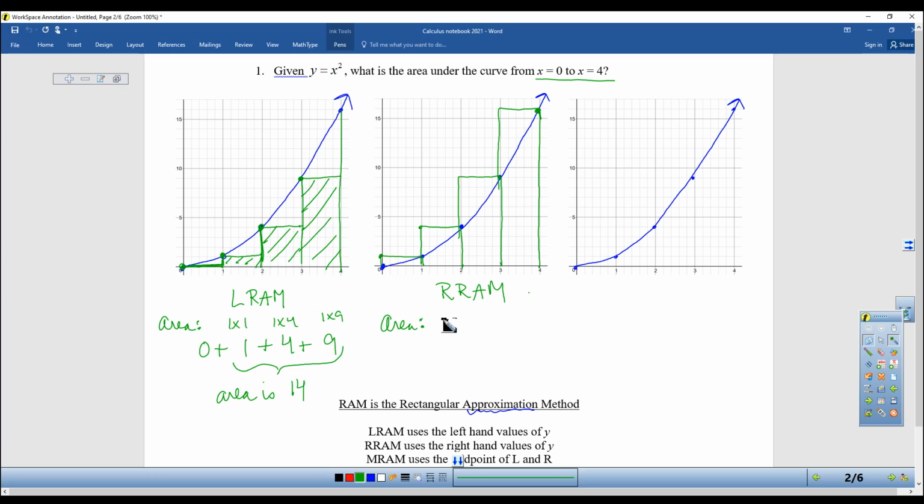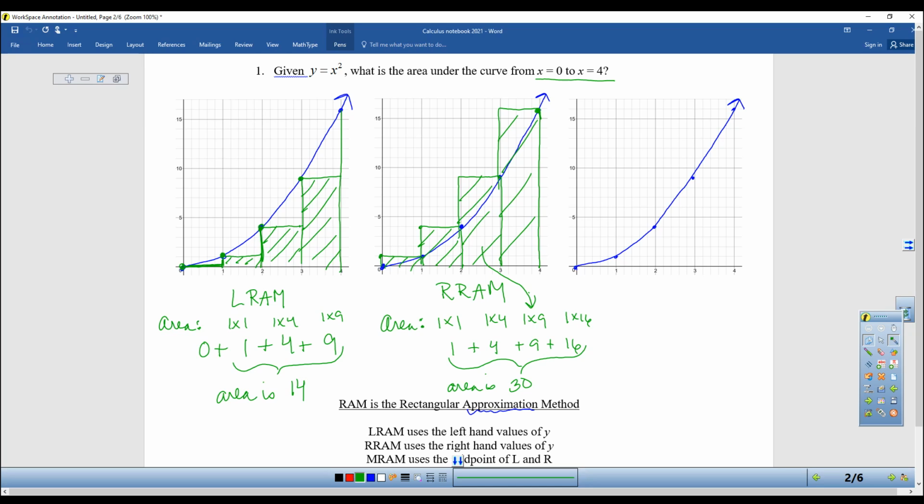This first one is 1 by 1. This next one is 1 by 4. This next one is 1 by 9. Okay, that's where I'm getting these. And the last one is 1 by 16. If I add up these areas, so that's an area of 16, this is an area of 9, this is an area of 4, and this is an area of 1. If I add them all together, I get an area of 30. Neither one of these methods is very good.